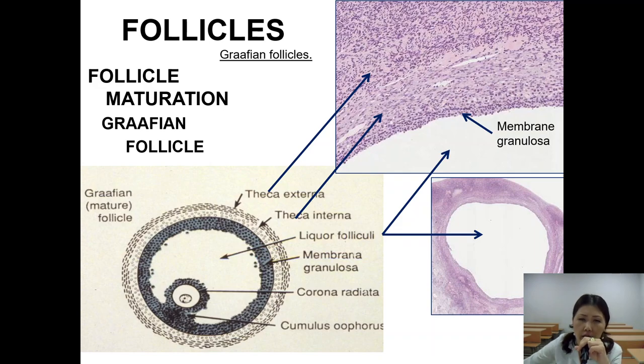Here you can see the Graafian follicle, the structure of the Graafian follicle or mature follicle. Follicle maturation of the Graafian follicle. This is the mature follicle, and here you can see the cumulus oophorus, oocyte, corona radiata, antrum, liquor folliculi, membrana granulosa, theca interna, theca externa. Here is also shown the histological structure of the Graafian follicle. This is the membrana granulosa. This is the liquor folliculi, and here you can also see the smaller diagram, and theca interna and theca externa.